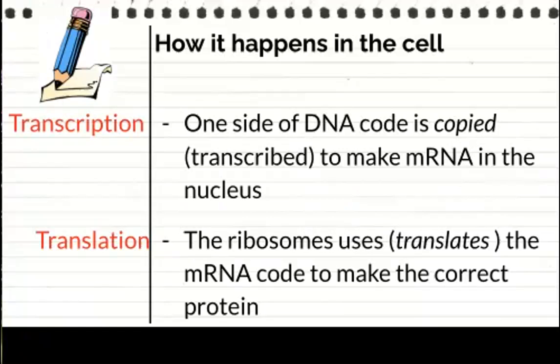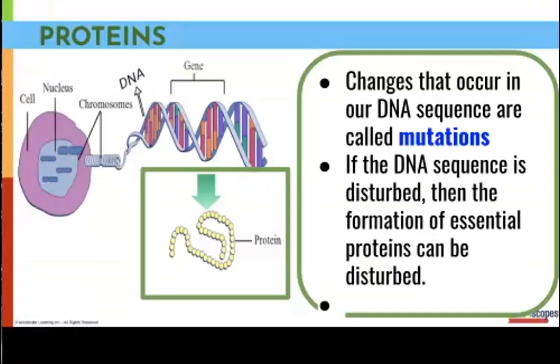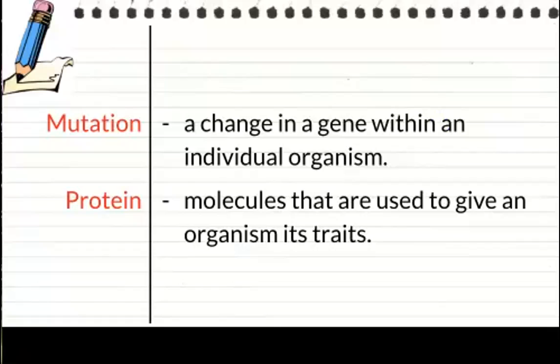Now, sometimes the genetic code changes. And if the DNA sequence changes at all, that's what we call a mutation. Sometimes a mutation can affect what protein is being created, affecting the organism. Okay? So again, a mutation is a change in a gene within an organism, and that protein is what gives you and I our traits.